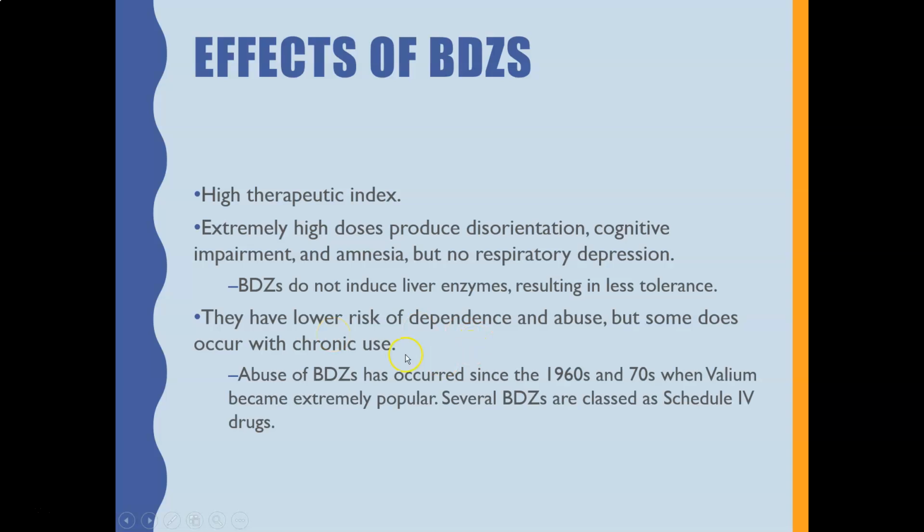They do tend to have a lower risk of dependence and abuse, but we do know that some will occur with chronic use. Abuse of benzodiazepines has occurred since the 1960s and 70s with Valium, and several of them, including Xanax, are actually classed as Schedule IV drugs. And because we know that they can be really habit-forming, one of the things that I've seen is that people are very, very wary of prescribing a benzodiazepine when there are other options out there.